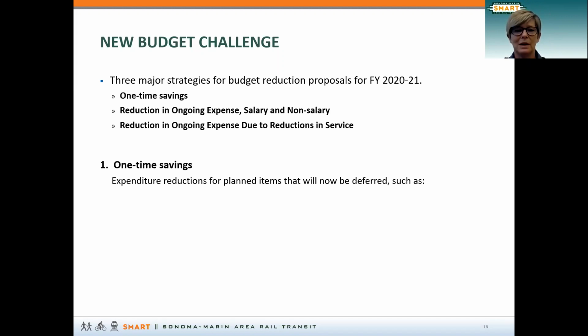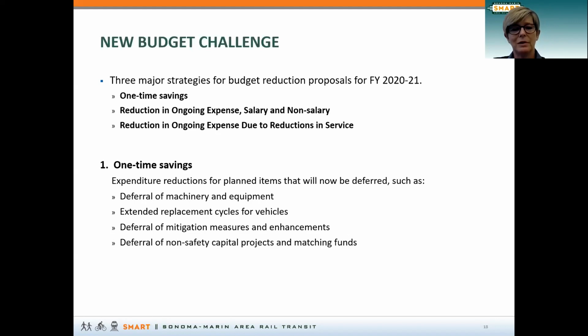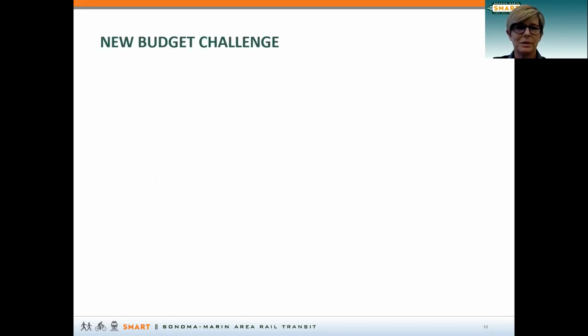So our one-time savings is going to include things like deferral of machinery and equipment, trying to extend the replacement cycle for our trucks and non-revenue vehicles, deferral of certain mitigation measures and enhancements that we were planning, deferral of non-safety capital projects and matching funds to the extent that we were planning some projects funded by Measure Q, we would defer those.